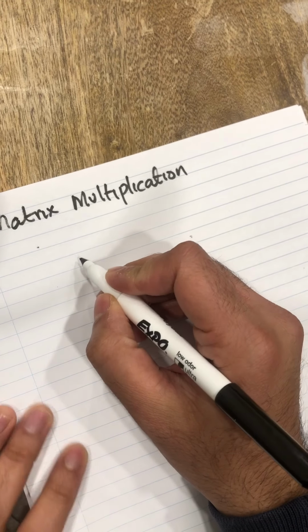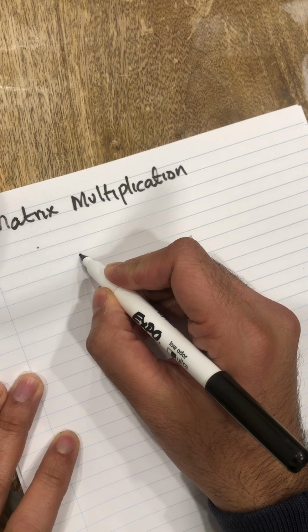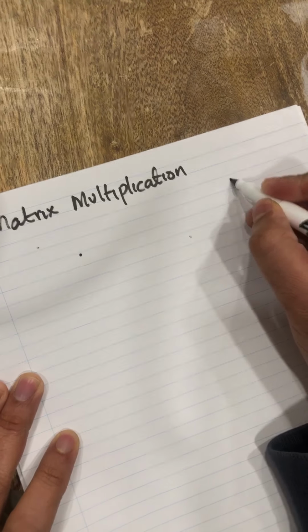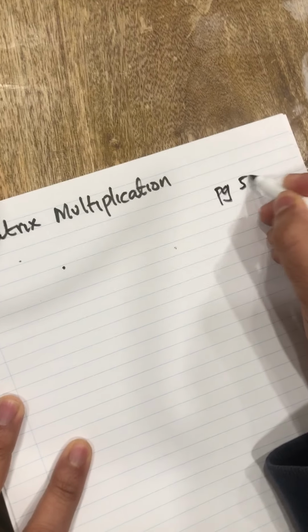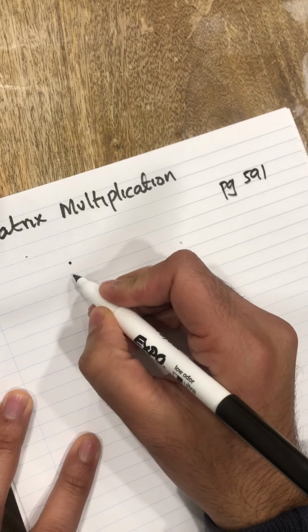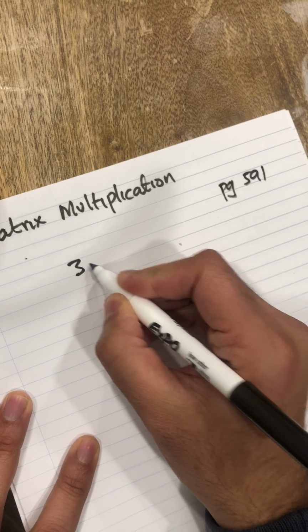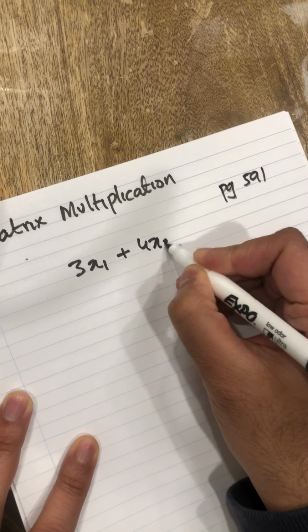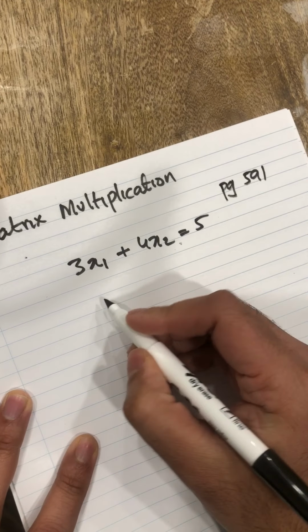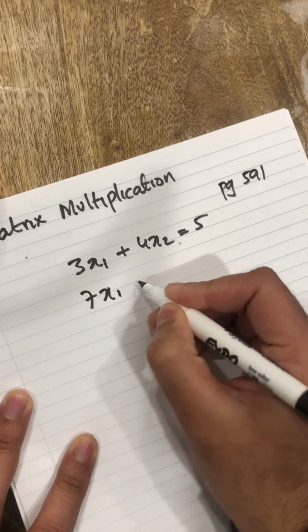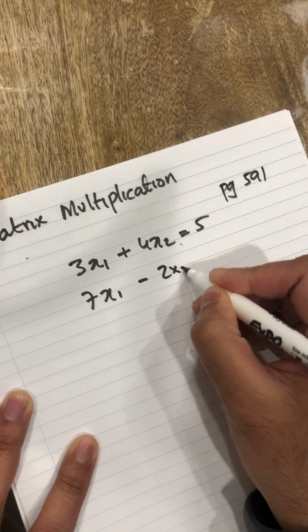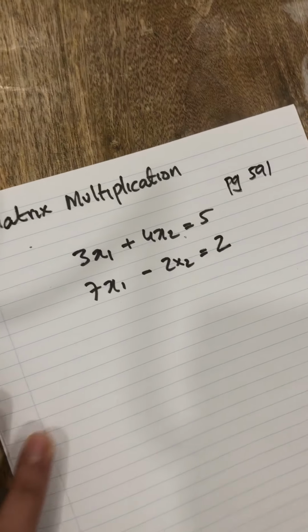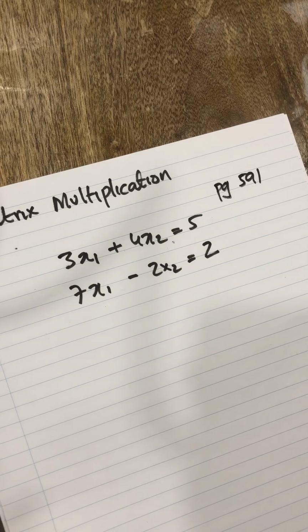So let's say we have these two equations, okay? This is given in the textbook. Actually, you'll find this example on page 591. So let's say we have these two equations: 3x1 plus 4x2 equals 5, and 7x1 minus 2x2 equals 2. Okay, so you have these two equations.